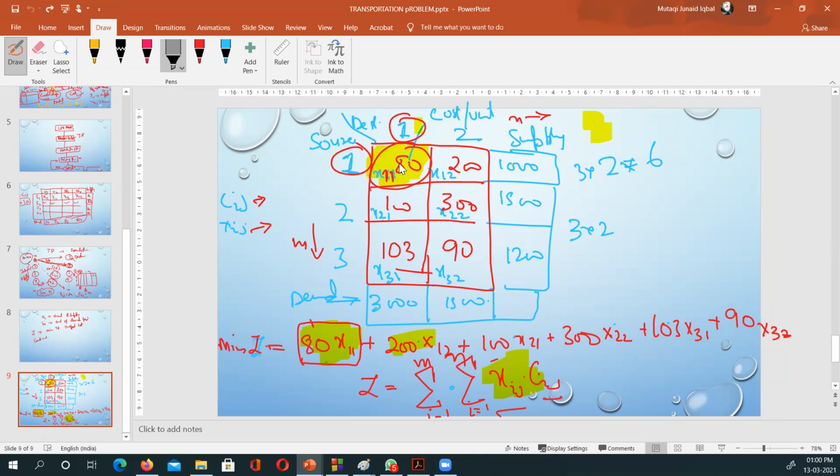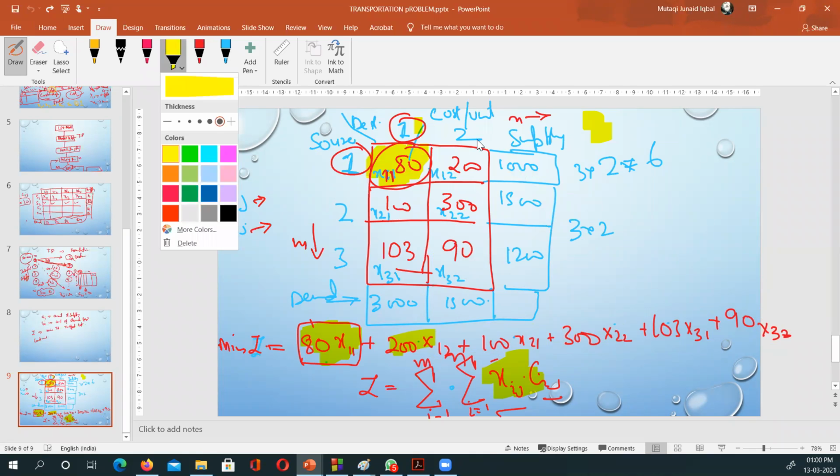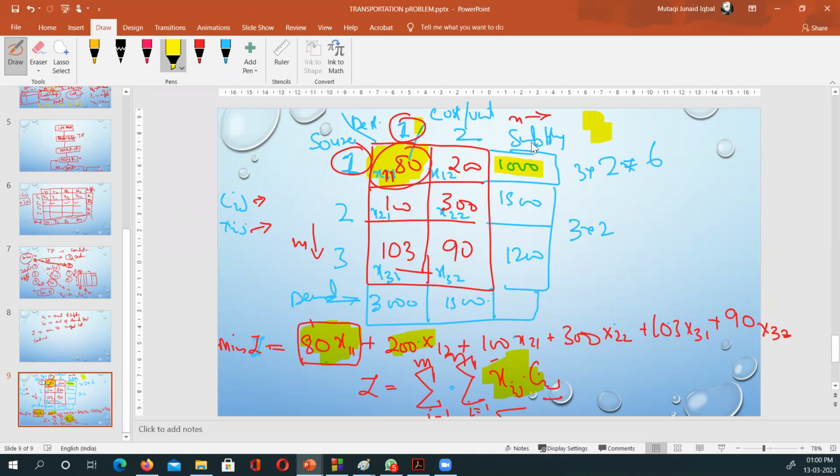Okay, so for the supply constraint, I want to remove all this clutter. If I say supply constraint, it means this plus this should be less than or equal to 1000. Does it make sense? Because I am seeing here that I have 1000 as a supply limit. So that means x of ij, this box plus this box, should be less than 1000. This will be the one constraint. The second constraint will be 100 plus this 300, it should be less than 1500. For this row, it should be less than 1200.